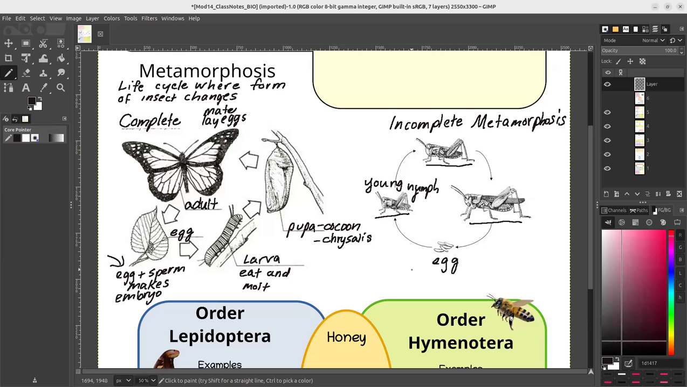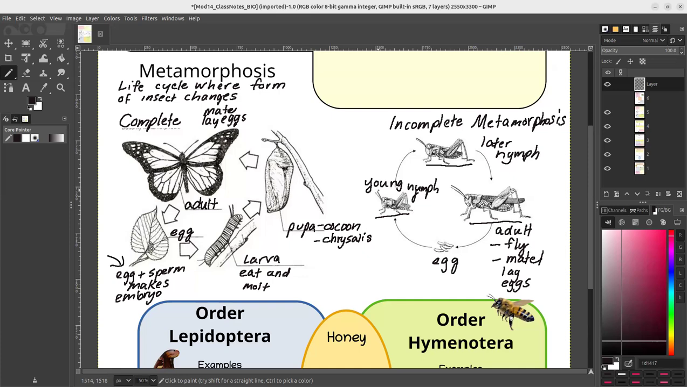And it grows and it molts and it eats and it grows and it molts and it eats, and it will grow into a later nymph. And then it will grow and eat and molt, and then eventually it becomes an adult. Now, an adult can usually fly, and it can also mate and lay eggs, whereas the earlier stages of the nymphs could not.